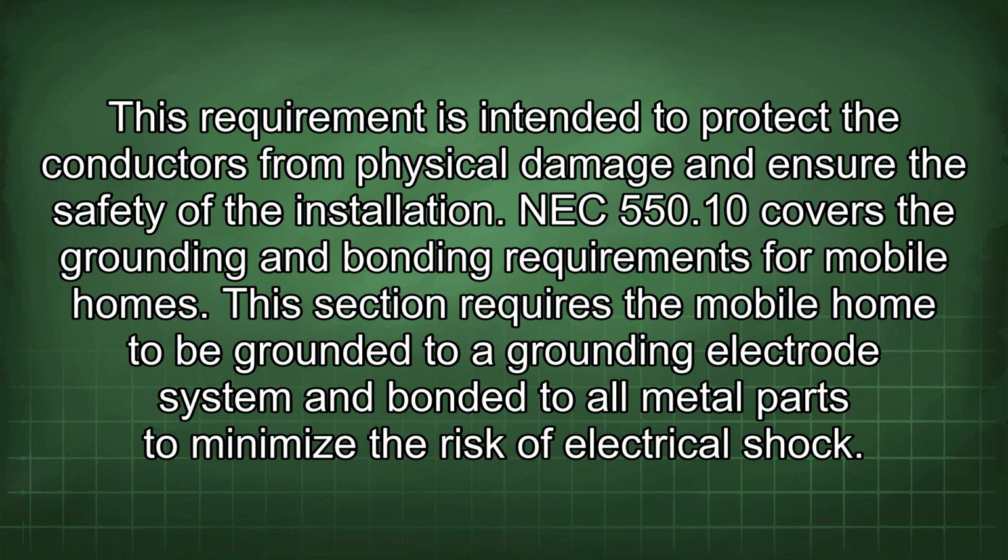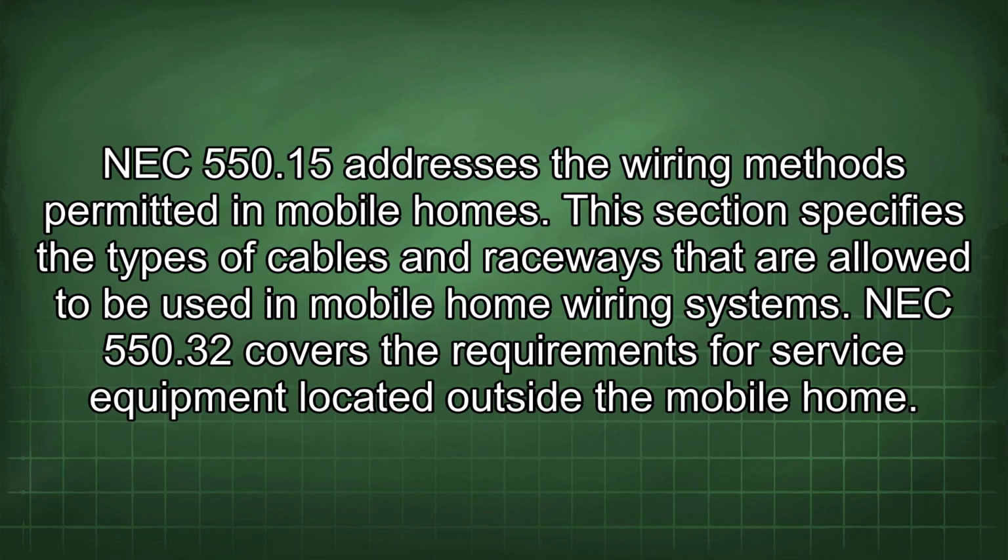NEC 550.10 covers the grounding and bonding requirements for mobile homes. This section requires the mobile home to be grounded to a grounding electrode system and bonded to all metal parts to minimize the risk of electrical shock. NEC 550.15 addresses the wiring methods permitted in mobile homes. This section specifies the types of cables and raceways that are allowed to be used in mobile home wiring systems.